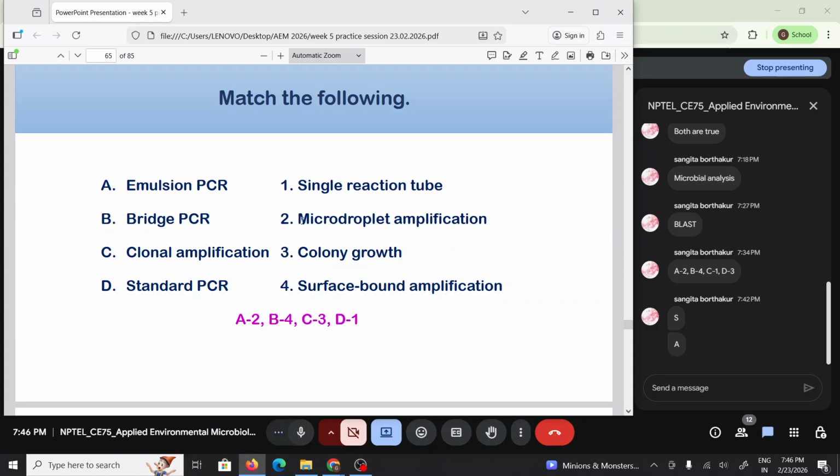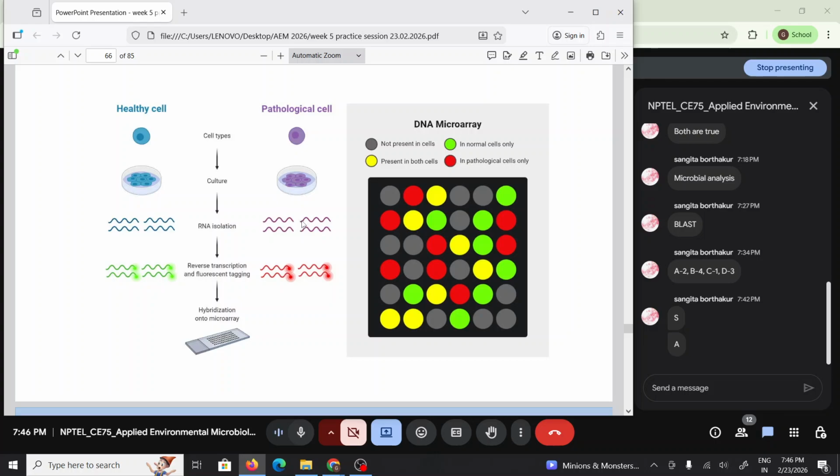So emulsion PCR, you have micro droplets or micelles, and amplification happens based on that. In bridge PCR, you have surface bound amplification, and in clonal amplification, there is colony growth, and in standard PCR, you just do it in a single reaction tube.